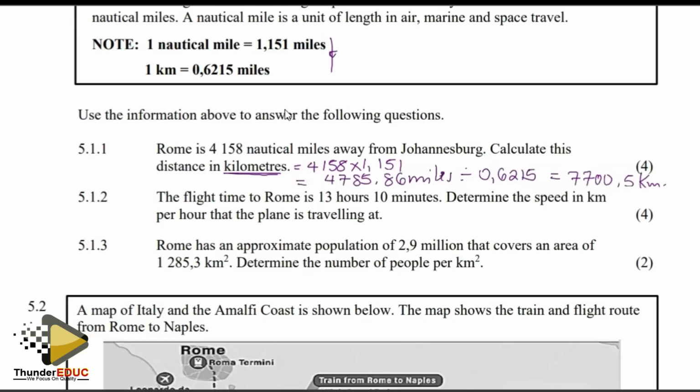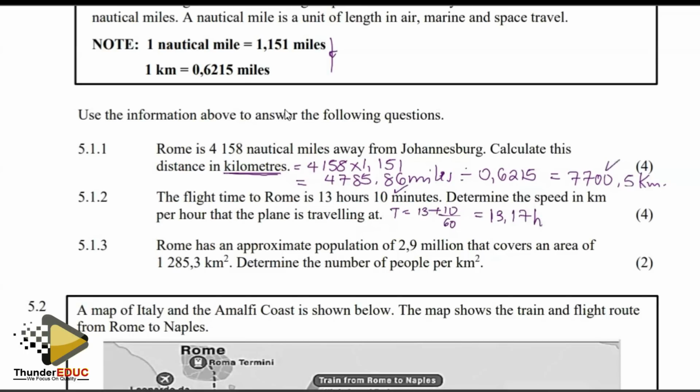The flight time to Rome is 13 hours and 10 minutes. Determine the speed in kilometers per hour that the plane is traveling at. First and foremost, we need to change the minutes to hours because the speed is going to be kilometers per hour. So time used is going to be 13 plus 10 over 60. I'm changing minutes to hours. So I end up having the time as 13.17.